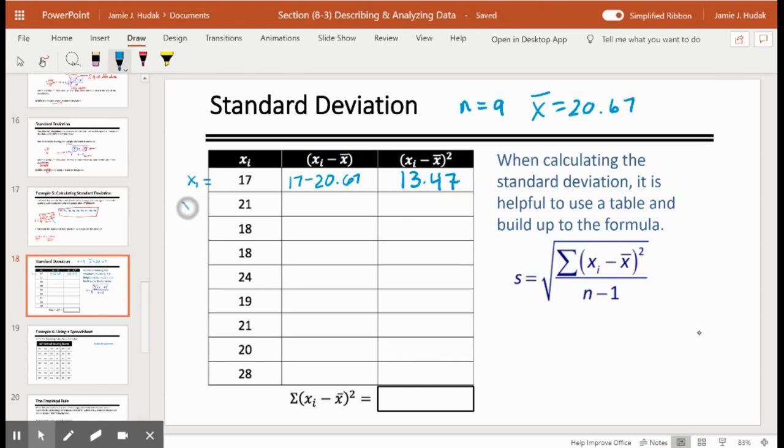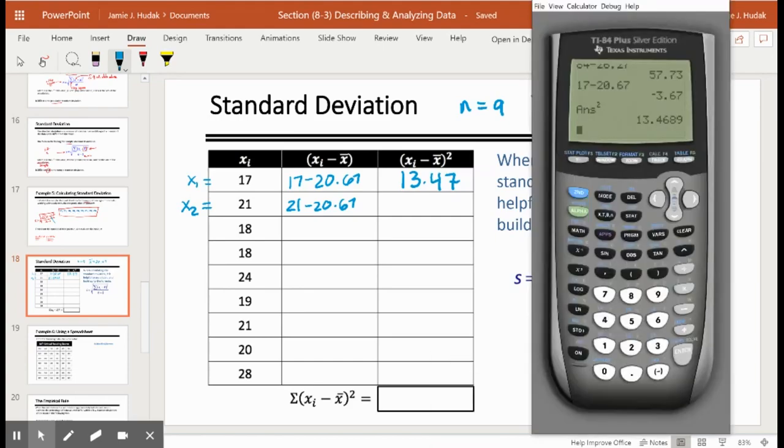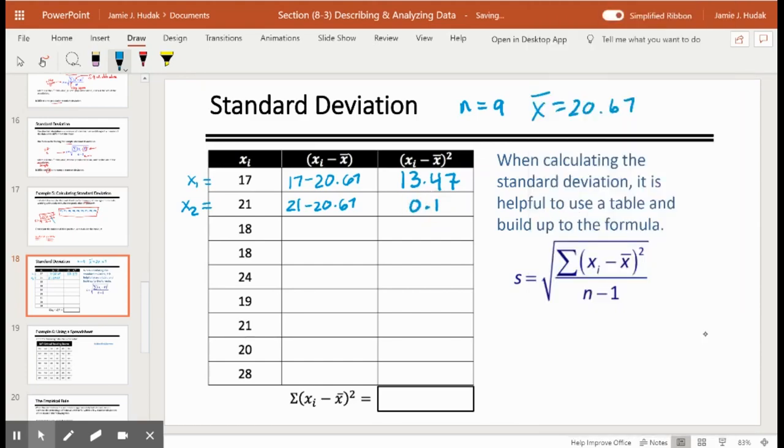And then we'll do the same thing here. x2 is equal to 21. 21 minus 20.67 will give us 0.33. And then we will square that and get 0.11. So we're just rounding to the hundredths to make it easier to handle.